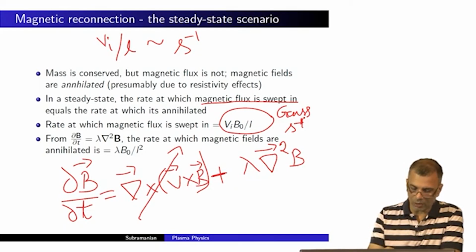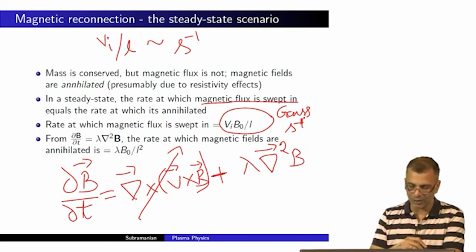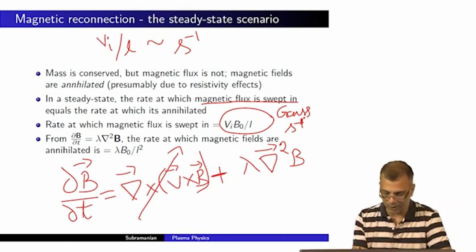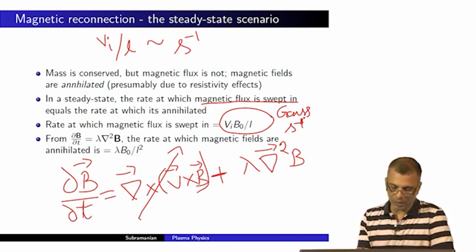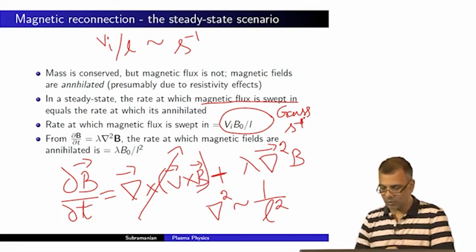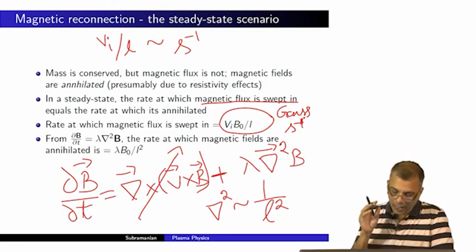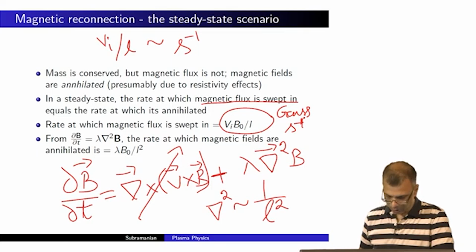So you have dB/dt equals lambda del square B, and from order of magnitude analysis, you see the dB/dt is like a Gauss per second, and the Gauss per second is what? So you have lambda, let us keep lambda as it is, and this del square B is something like 1 over L square, because it is like a d over dx kind of thing, d over dy. And why are we writing this as 1 over small l squared?